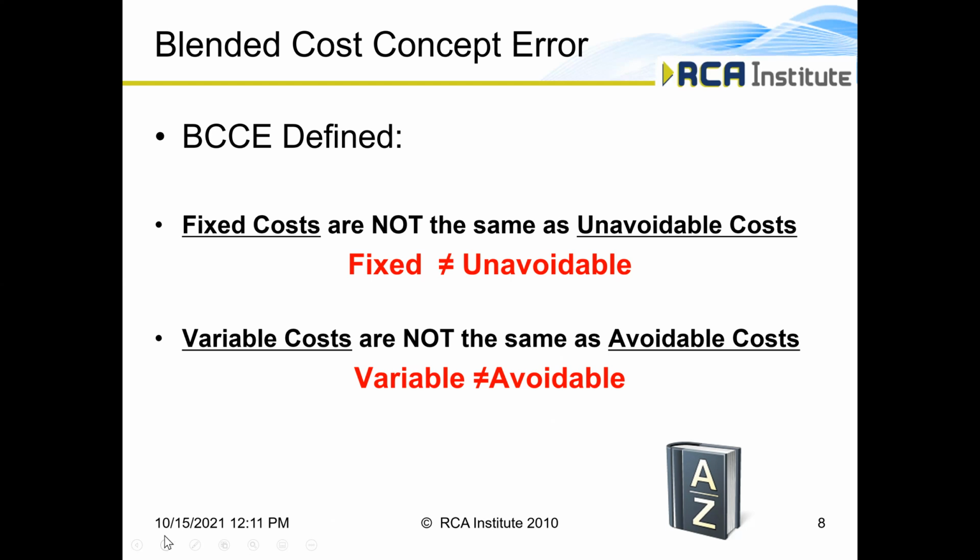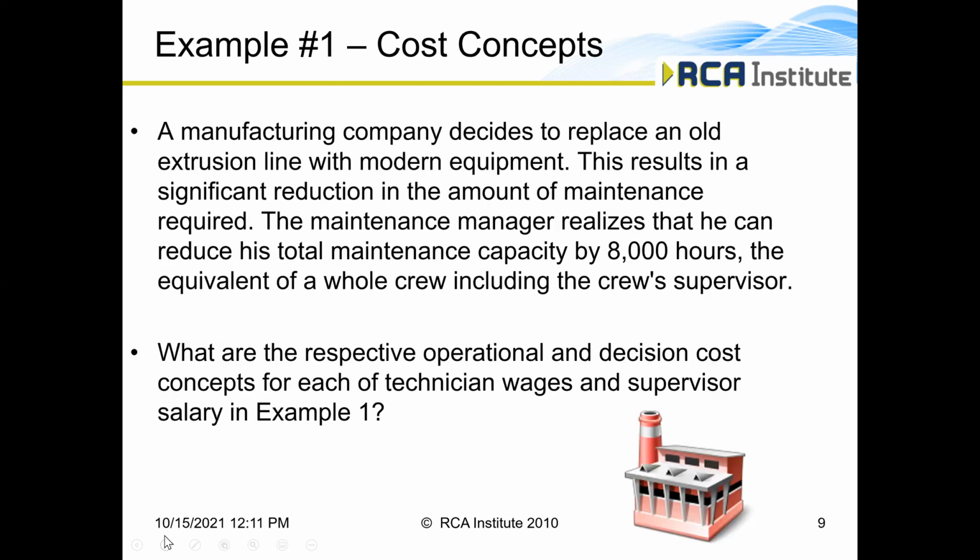So let's look at some examples just to kind of drive this point home. Example one, you have a manufacturing company and it decides to replace an old extrusion line with modern equipment. This results in a significant reduction in the amount of maintenance required. The maintenance manager realizes that he can reduce his total maintenance capacity by 8,000 technician hours, the equivalent of a whole crew, including the crew supervisor. The question for this scenario is, what are the respective operational and decision cost concepts for each of the technician wages and the supervisor salary?